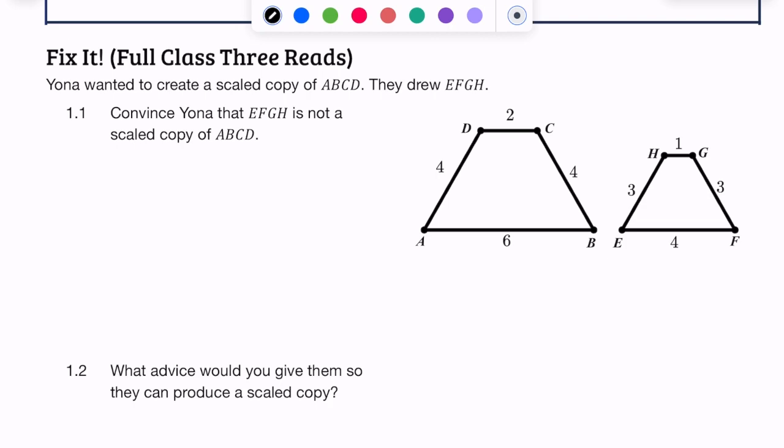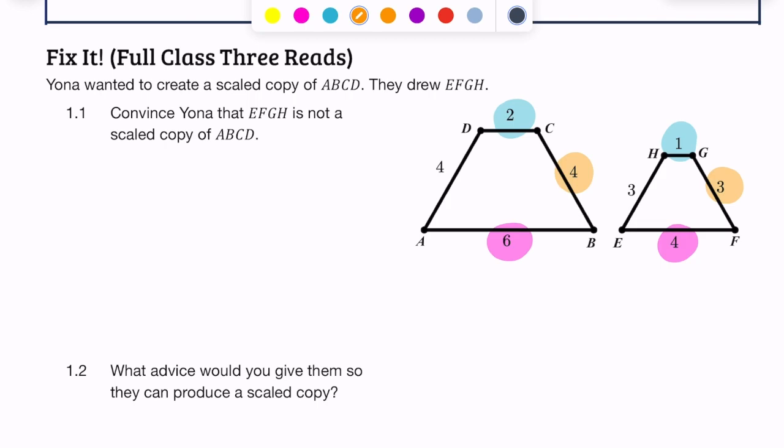So when we have a scaled copy, we have equivalent ratios for all the side lengths, the corresponding or the matching up parts of the sides. So for example, this here is my base of 6. That matches up here with a base of 4. So when I find the ratio from 4 to 6, it should be the same as the ratio from 1 to 2, and the ratio from 3 to 4. Okay, so we need those equivalent ratios.